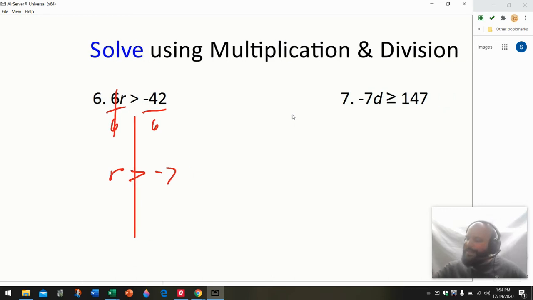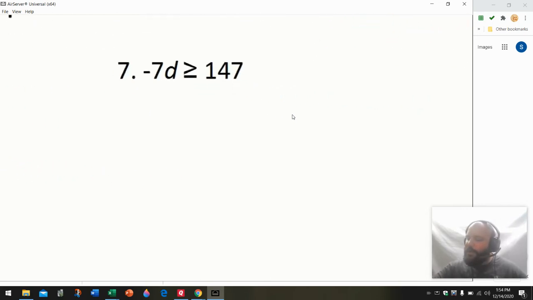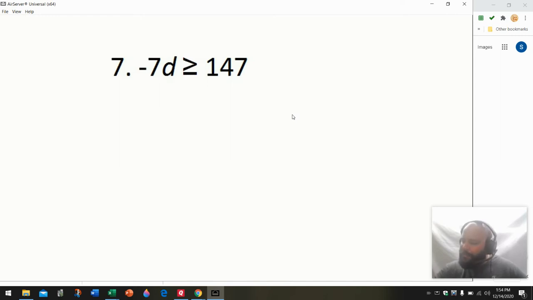Now, the next one is slightly different. You're going to see why here in a second. If you look at what's happening to this variable d, it is being multiplied by negative 7. Now, in order to undo multiplication, we need to divide. So that is exactly what we're going to do. We are going to divide both sides by negative 7.